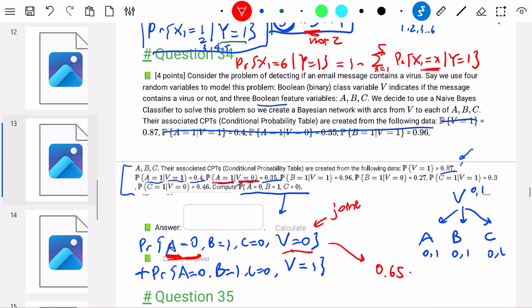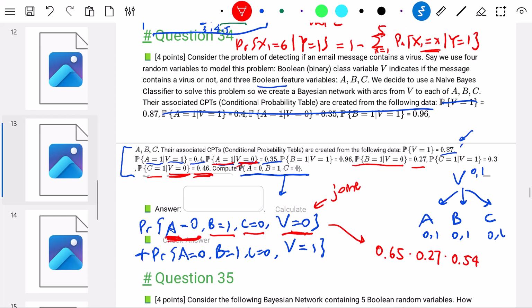And then, of course, we do exactly the same thing. B is 1 given V is 0. We have that directly from the table, so that's 0.27. And the next one, C is 0 given V is 0. V is 0 is here. Given V is 0, we know the probability of C being 1, so C being 0 has probability 1 minus that. So that's 0.454.